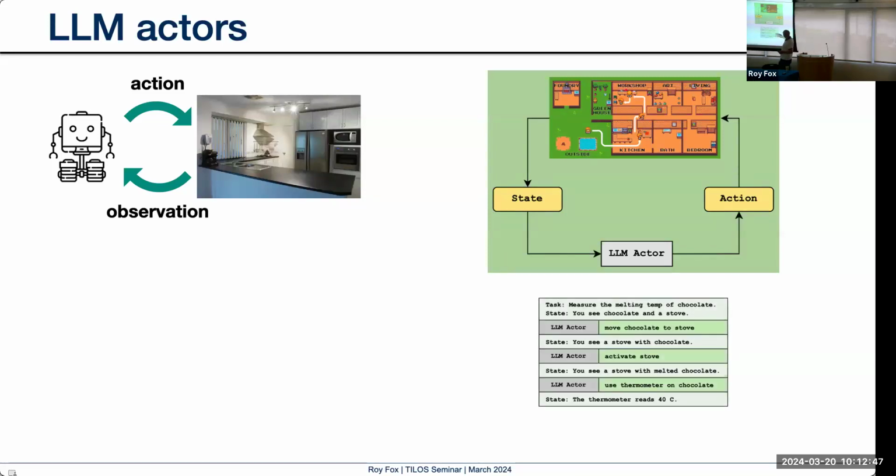Here's one example. The task here is to measure the melting temperature of chocolate. The state is you see chocolate in a stove. Why is there chocolate? Well, for science, right? So the actor says, let's move the chocolate to the stove. Now the state becomes you see a stove with chocolate. Now the next action is you activate the stove. Then you see a stove with melted chocolate. Then you use the thermometer on the chocolate. The thermometer reads 40 C.